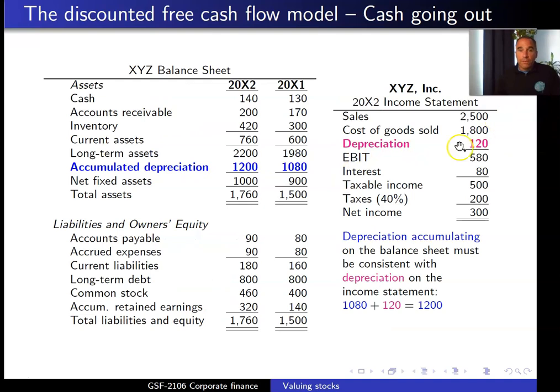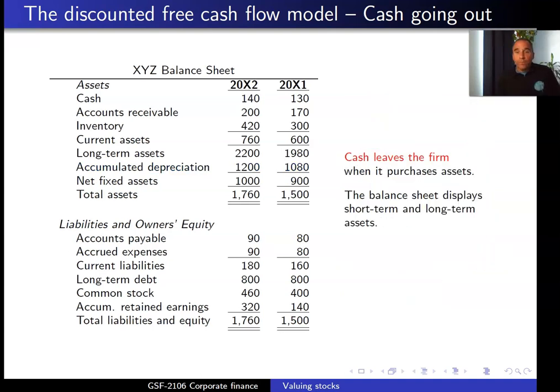Just a note. The difference in accumulated depreciation has to be consistent with what appears on the income statement. So in year 2, the depreciation expense was 120. So we had accumulated depreciation of 1,080 in year 1. 1,080 plus 120 is equal to 1,200. We will be using this equality. It has to be respected. We will be using this identity later on in our calculations.